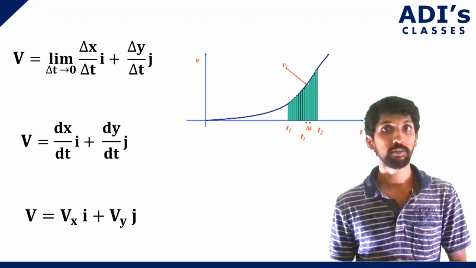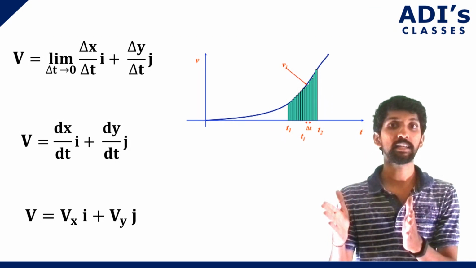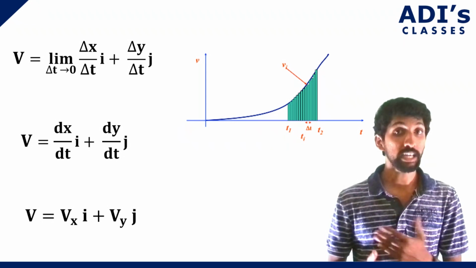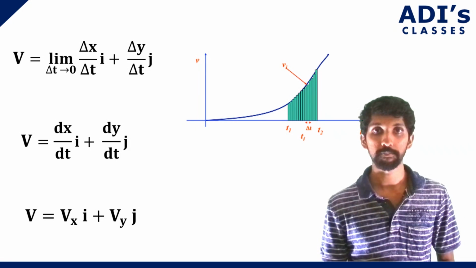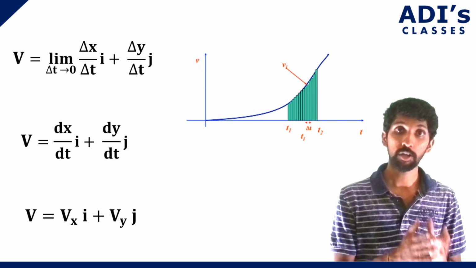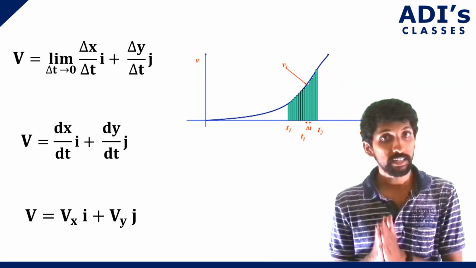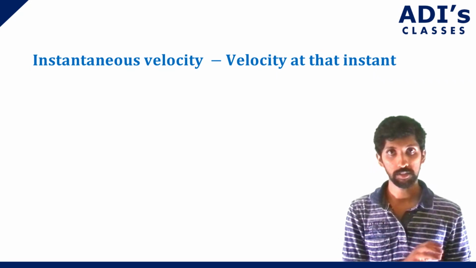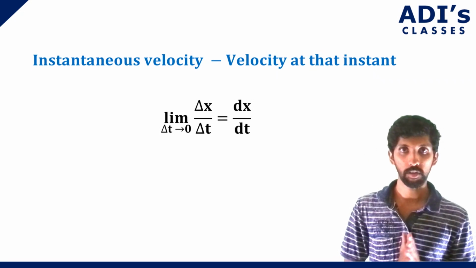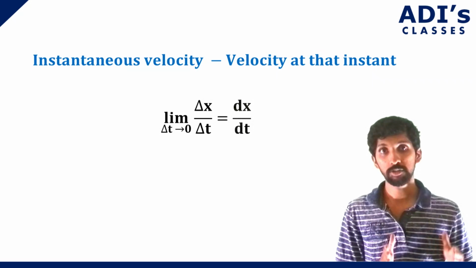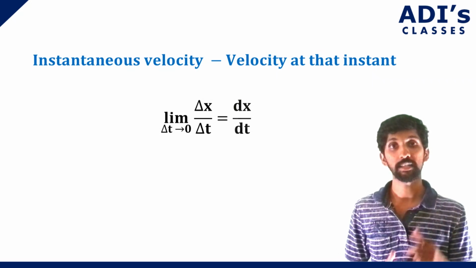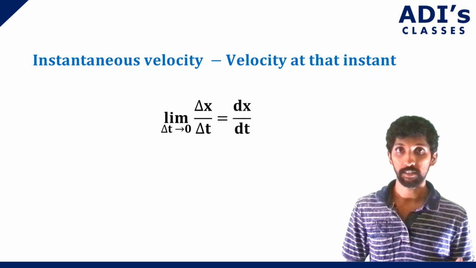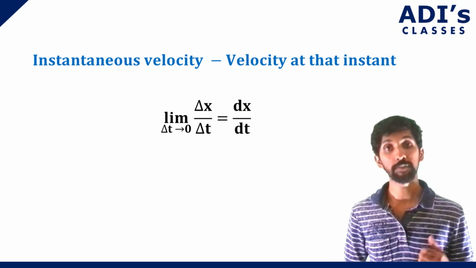What we are trying to explain is, as delta t becomes smaller and smaller, the more accurate result we are going to get. That's why we call this instantaneous velocity. Meaning, at that particular instant, what is the velocity of the body? So as delta t tends to 0, delta x by delta t, we write it as dx by dt. This is something known as differentiation.